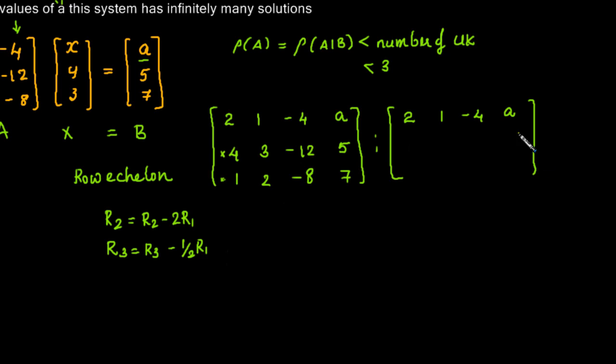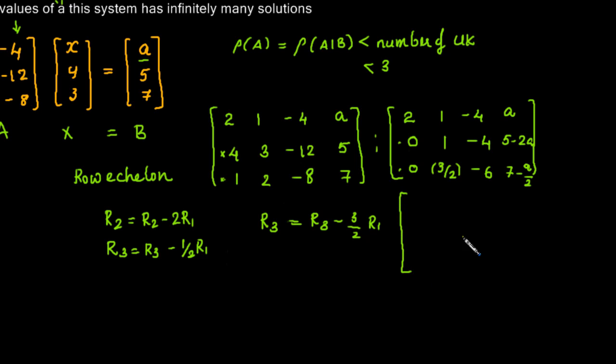We have the first row as it is. We have 0 here, we have 3 minus 2, 1, we have minus 4 here, and we have 5 minus 2a here. Now here we have 0, 3 by 2, minus 6, and here we have 7 minus a by 2. So we have reduced the first two elements to 0. Now we have to make this 3 by 2 into 0 by using some elementary transformation. The transformation we are going to use here is R3 equal to R3 minus 3 by 2 R2, so that this element can be made 0.